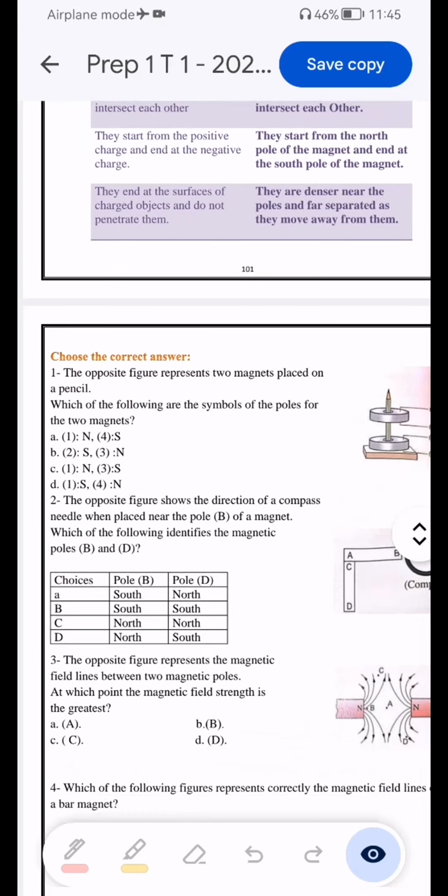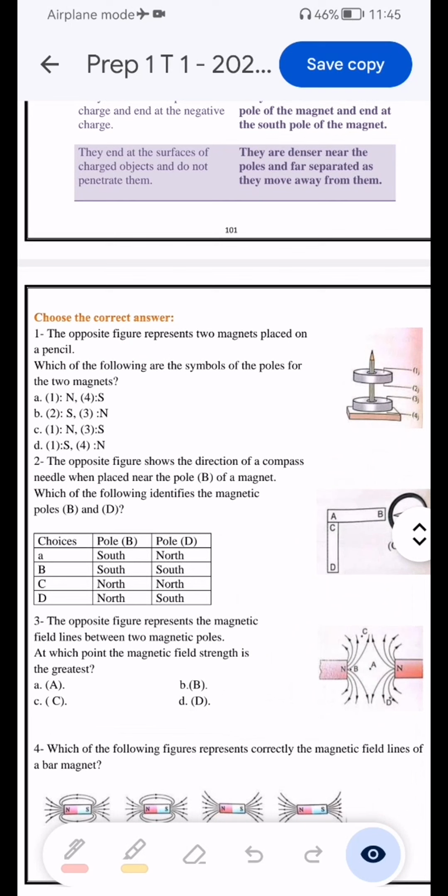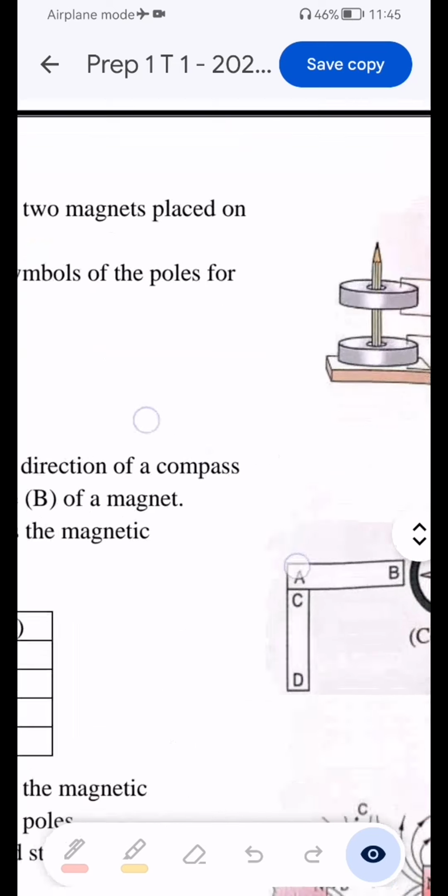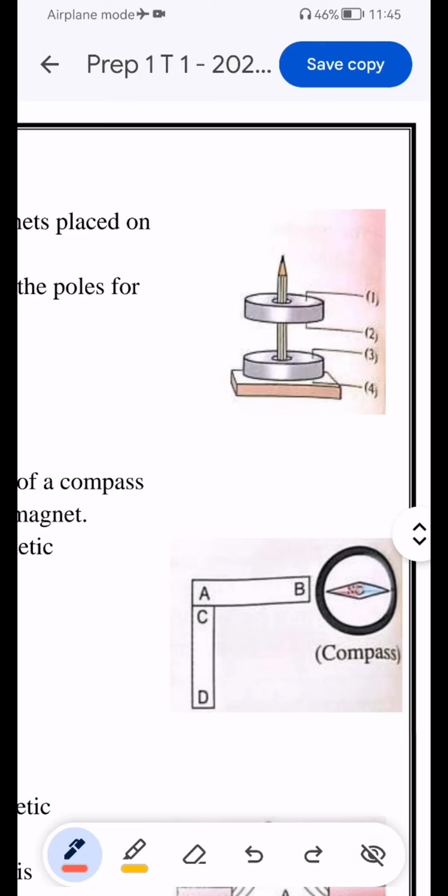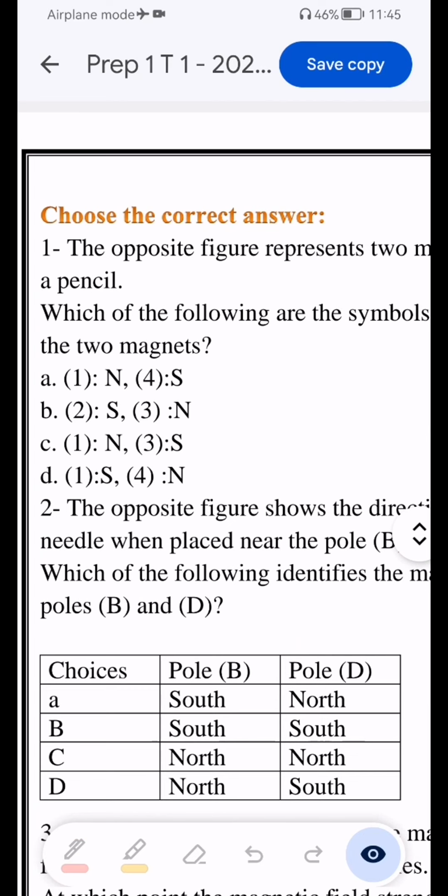Look at the questions. Number one, the opposite figure represents two magnets placed on a pencil. Which of the following are the symbols of the poles for the two magnets? We will look at the choices. Choice A: 1 north and 4 south. Let's try it. If 1 is north, the other pole will be south, and there is repulsion between 2 and 3, so 3 will be south also, and 4 will be north. So this choice is false. It said 1 north and 4 south. It's false.